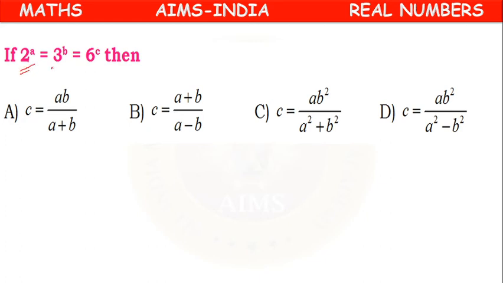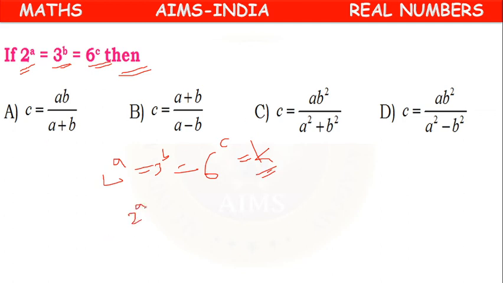Next. Let 2 power a equal 3 power b equal 6 power c. Then what about their relation that they are asking? So what can we do here? Let us assume 2 power a equal to 3 power b equal to 6 power c equal to one constant k. All are equal, so that's why we assume they are equal to a constant k.